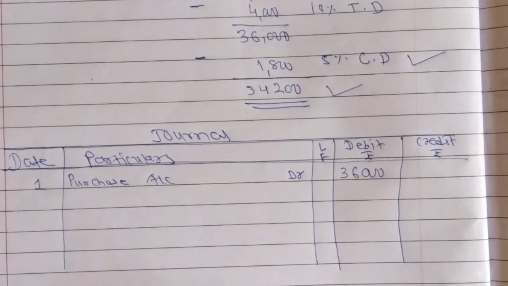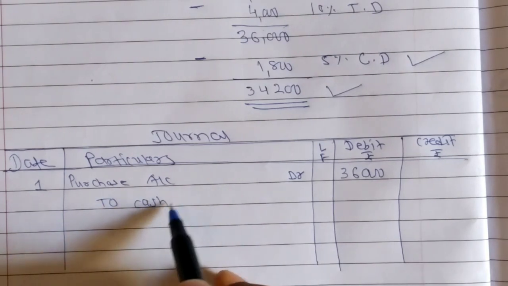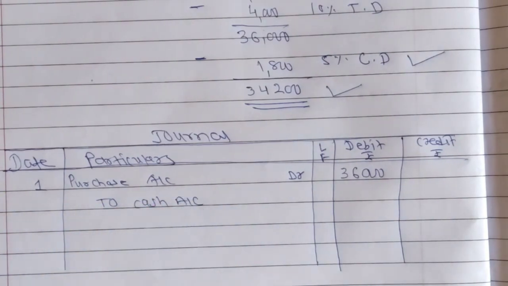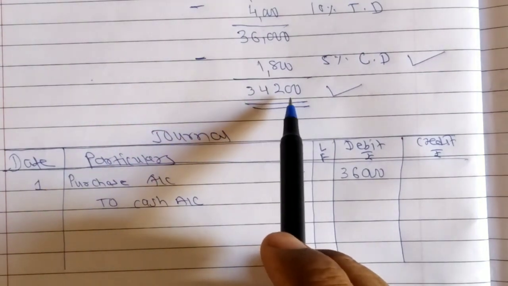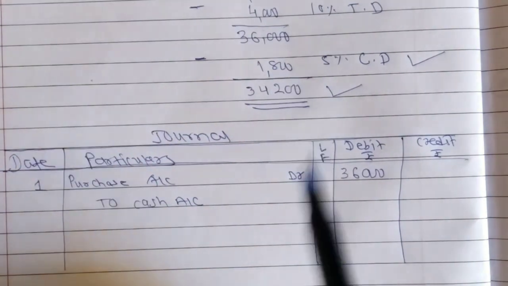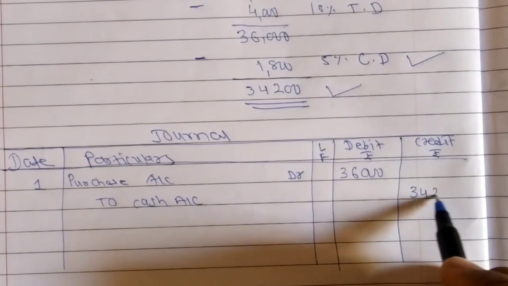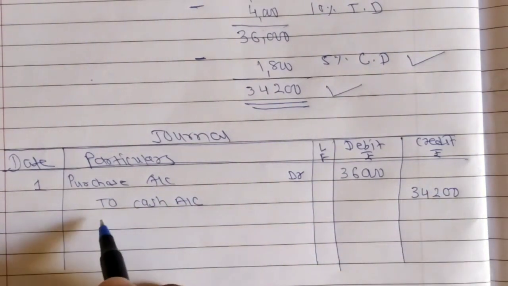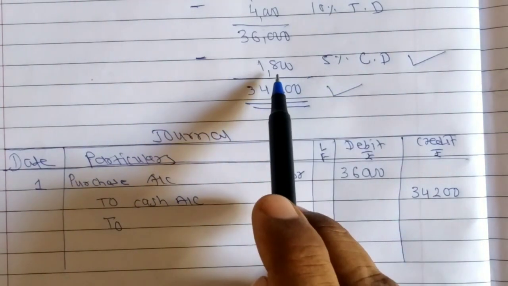Second, we have paid cash, so cash goes out. So cash account will be credited. Now see how much we have paid. We have paid only 34,200 because 1,800 discount we received. So to cash account will be 34,200.